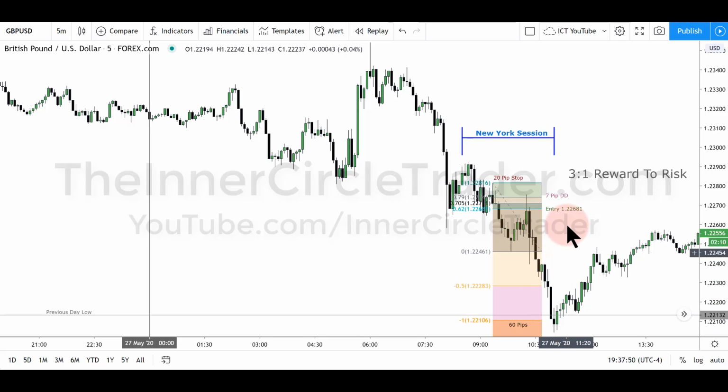Now, the details are we always look for the 62% retracement level. That in this instance would be a hypothetical entry of 1.2268, one pipette. Using a 20 pip stop loss, that would take us above this high. No real jeopardy in terms of being stopped out. You do have 7 pips drawdown. Again, we're always using the 62% retracement level.